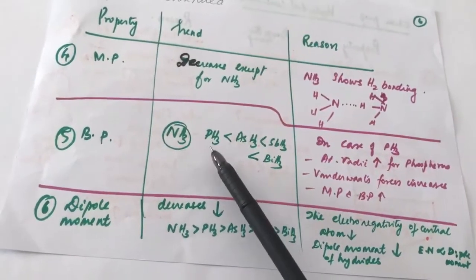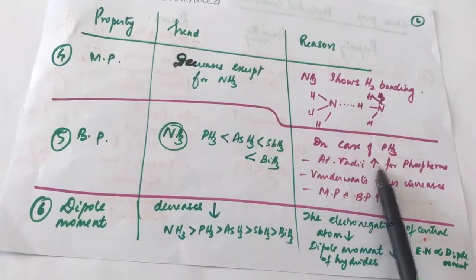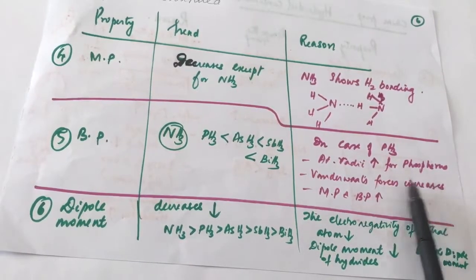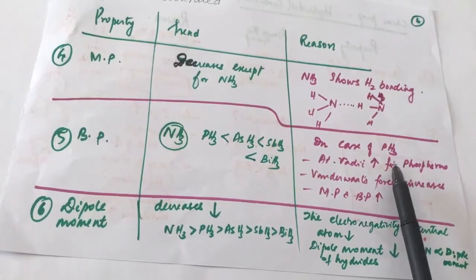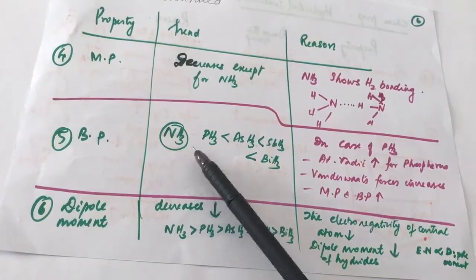Okay. So now for PH3. In the case of PH3, the atomic radii increases. For phosphorus, van der Waals forces increase. So the melting point and boiling point keep on increasing. But in ammonia, it is exceptionally high. Why is it so? Because of hydrogen bonding.